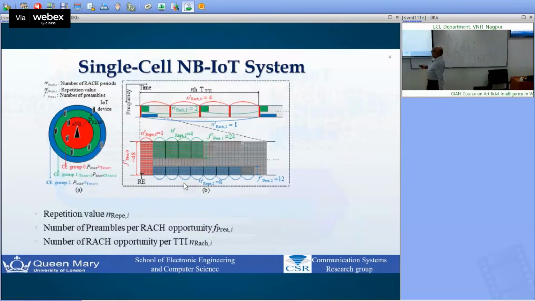If the received signal power is greater than this threshold, it is in the red region. If the received signal power is between this and this, it is in the green region. If it is less than this one, it is in the blue. If the IoT device is far away, the received signal power strength is less. By that way, the base station knows how many devices are in red, how many are in green, and how many are in blue.